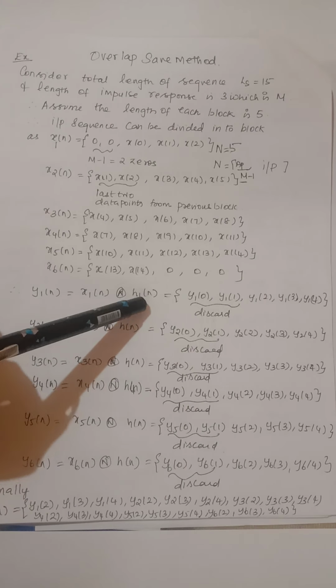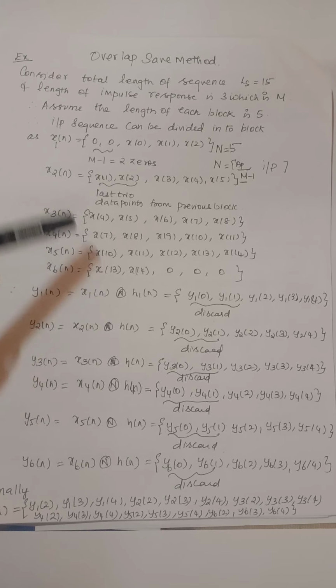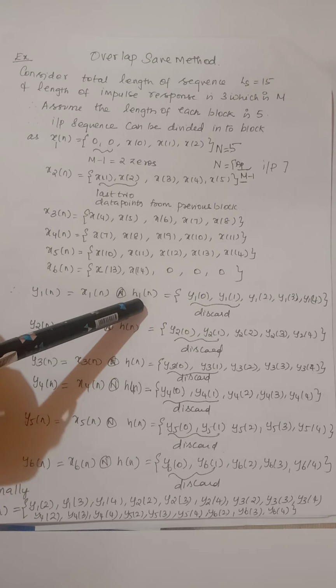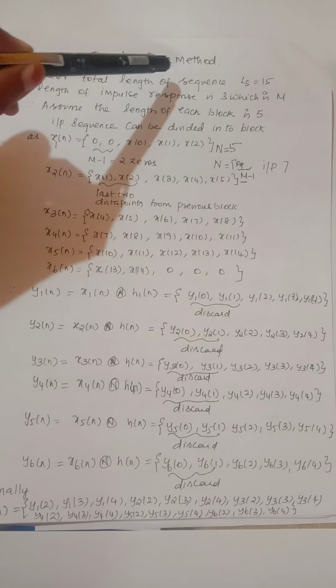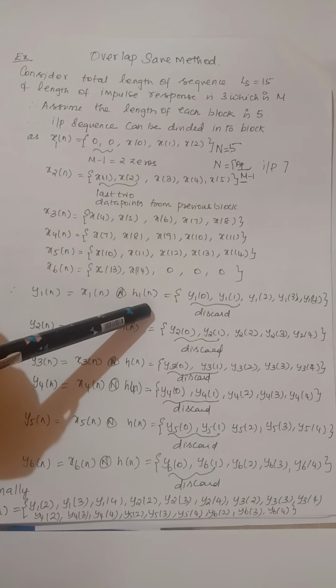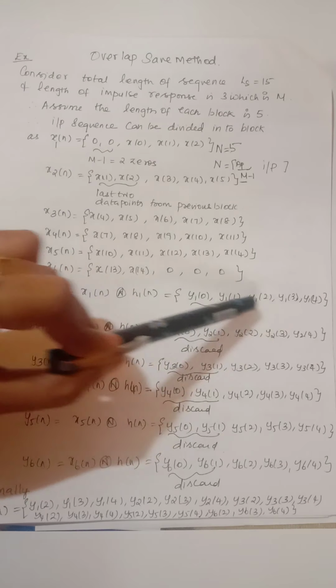Here the length of the two sequences is 5. The x of n is 5 according to this problem. Therefore h1 of n should be 5 in order to perform circular convolution. In this case the length of the impulse response is 3, so we need to append zeros. So you will get the 5-point output sequence.